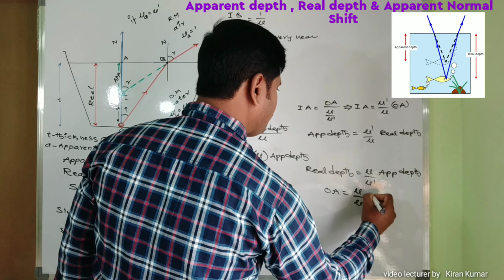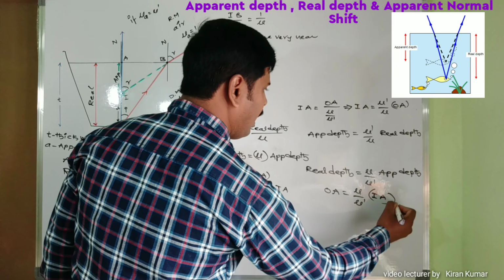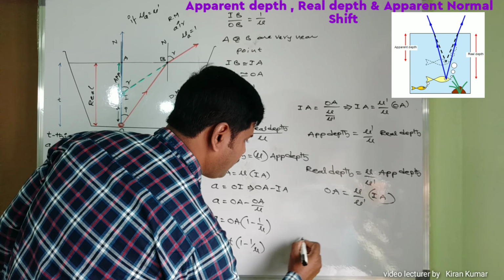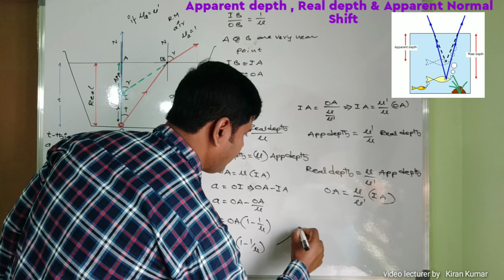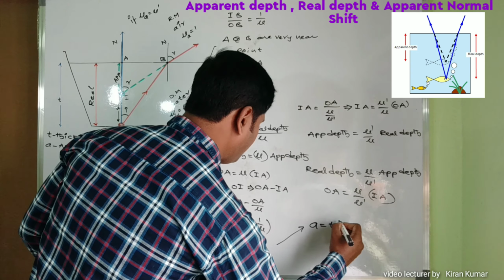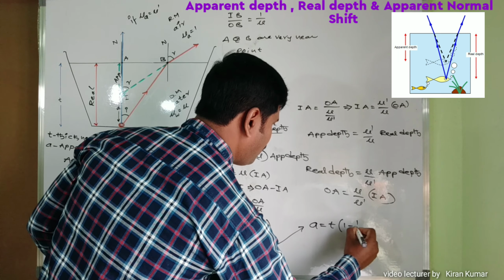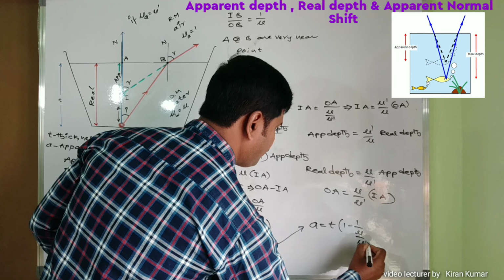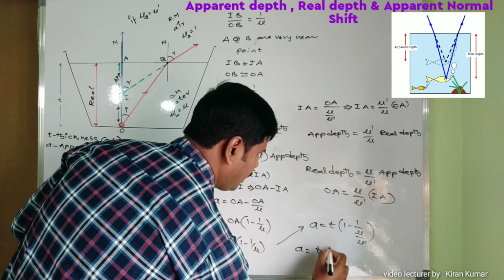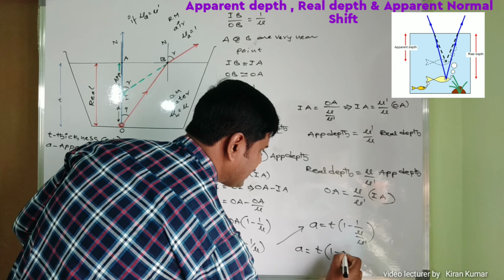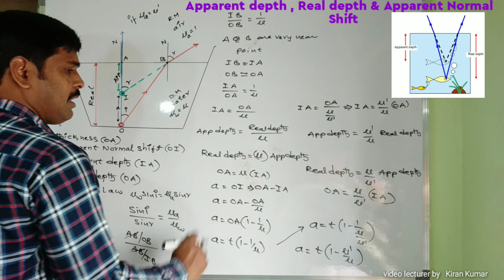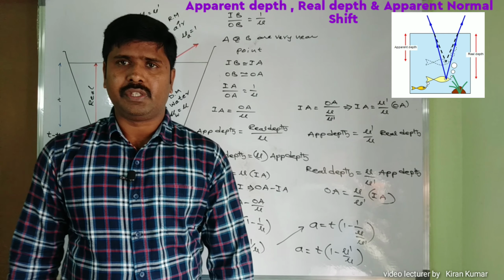And also we can write it for the apparent normal shift. For the apparent normal shift, A equals T into 1 minus 1 divided by mu dash. Now A equals T into 1 minus mu dash divided by mu. Okay, this is the apparent normal shift.